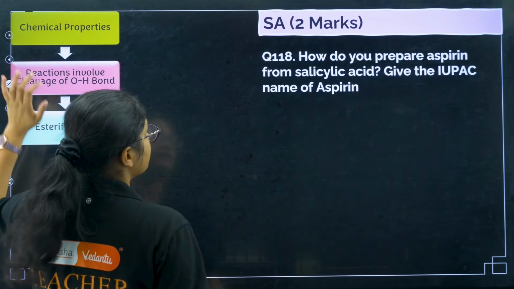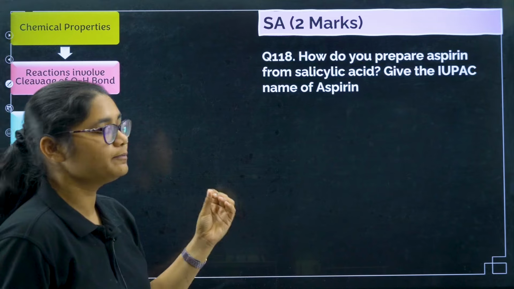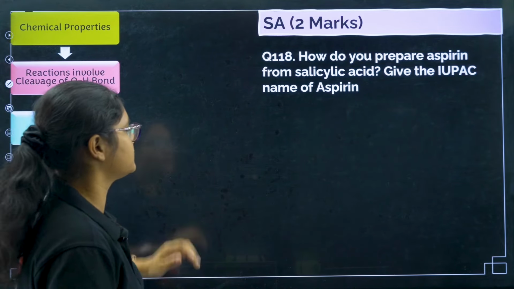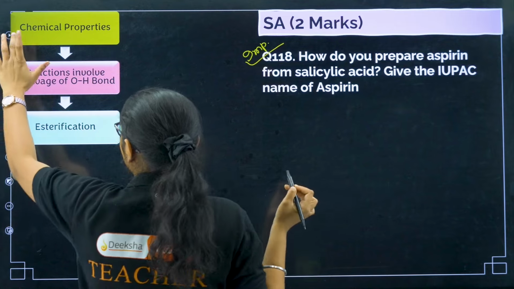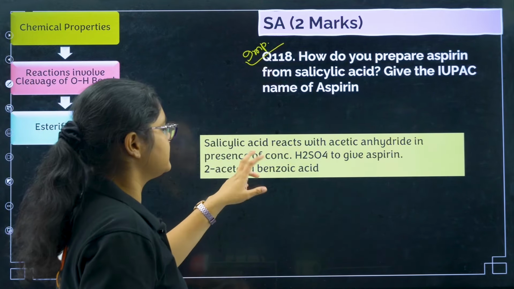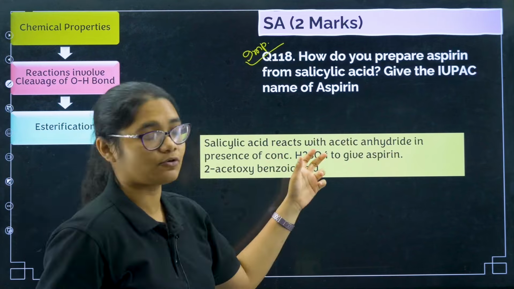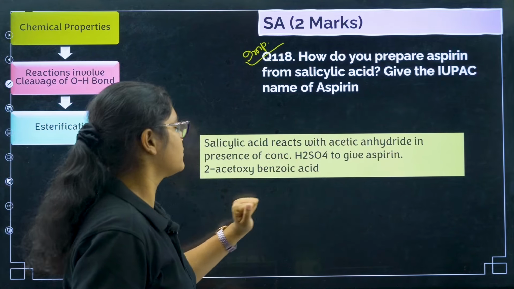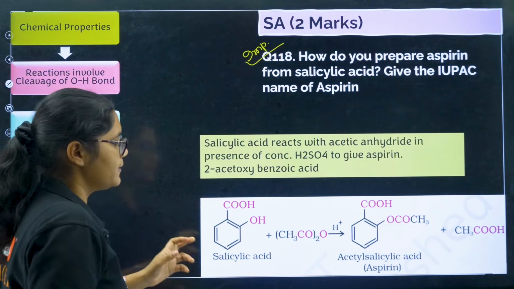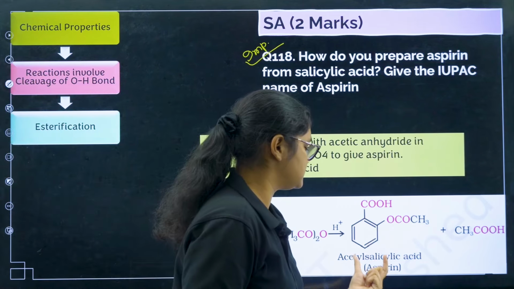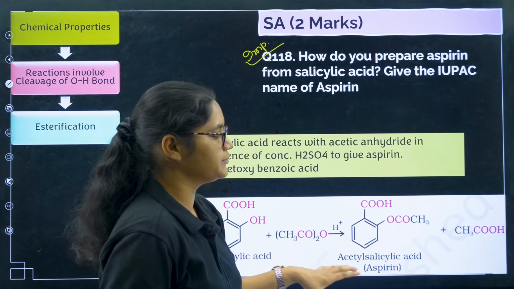Okay. Next we have, how do you prepare aspirin from salicylic acid? Give the IUPAC name of aspirin. I think this is an important question. Salicylic acid reacts with acetic anhydride in the presence of concentrated sulfuric acid to give aspirin, that is 2-acetoxybenzoic acid. So this reaction you should know.